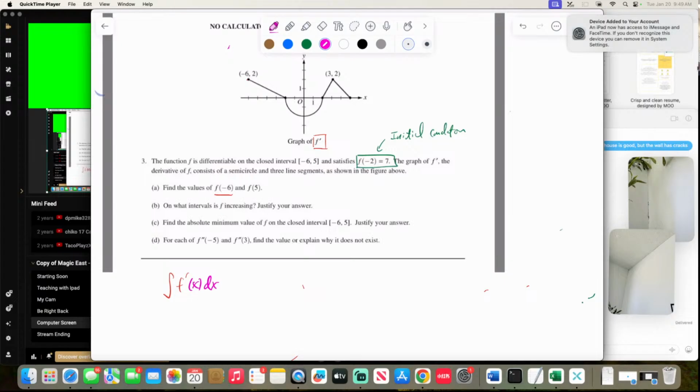Now, question B asks for the interval where f is increasing. So f increasing means f prime, because increasing and decreasing is about f prime. Does that make sense? Are you following me? So f prime of x is greater than 0. That's actually your justification. Now you're going to write down the answer. The answer basically is f prime of x is greater than 0. That means the graph is above the x-axis. So therefore, it's going from -6 to -2 and from 2 to 5.